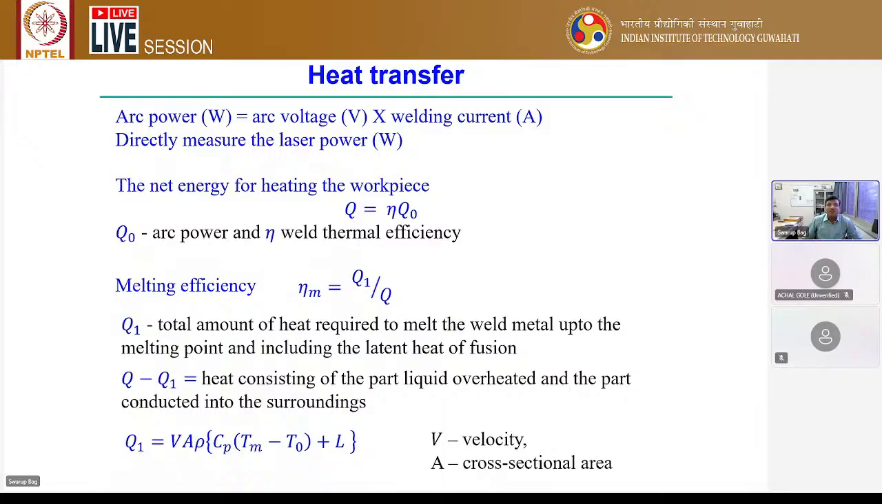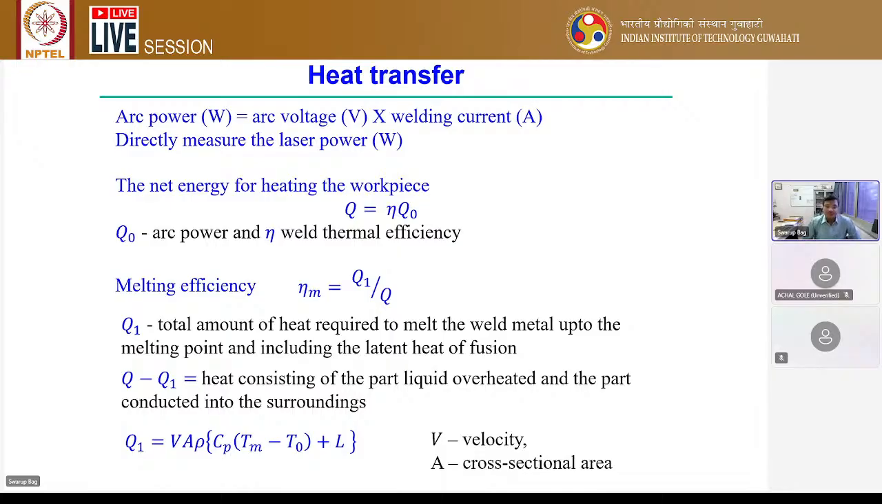Now Q0 is the arc power, but Q is the amount of energy actually transferred to the workpiece. When it is transferred to the workpiece, all the energy may not be used to melt the material. Some part will melt the material, and the remaining part might be lost by convection and radiation from the boundary of the domain of the workpiece. That amount can be defined as the melting efficiency: what is the actual amount used for melting the material, and what is supplied to the workpiece. Therefore Q1 by Q is defined as the melting efficiency.